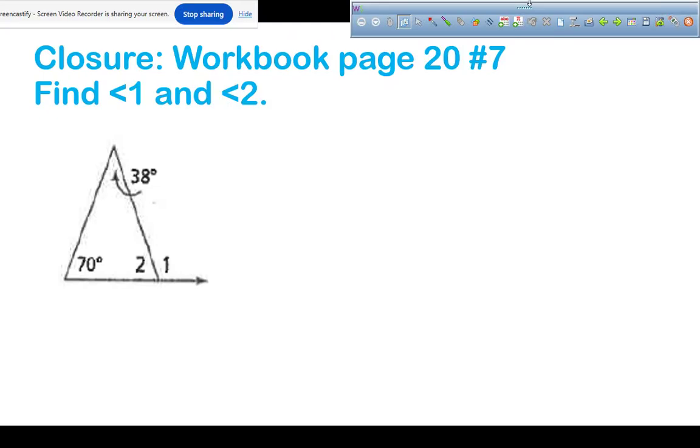All right, so page 20, number 7. See if you can work your way through that problem. You're finding both angle 1 and angle 2.